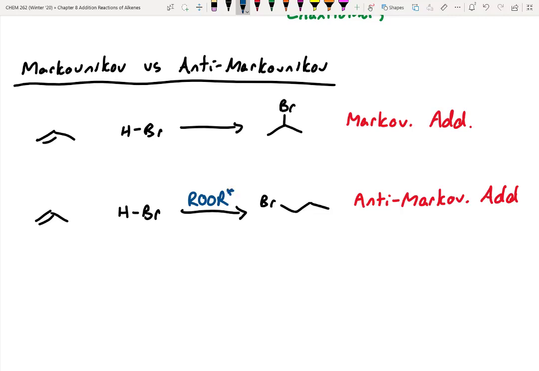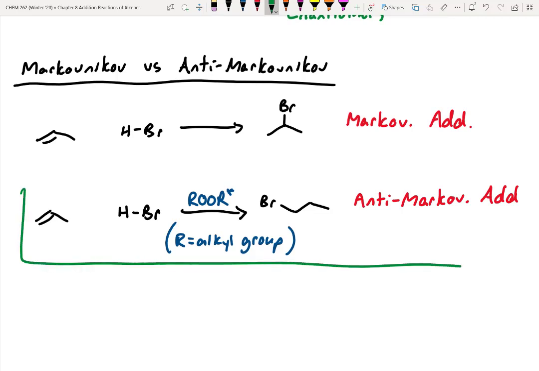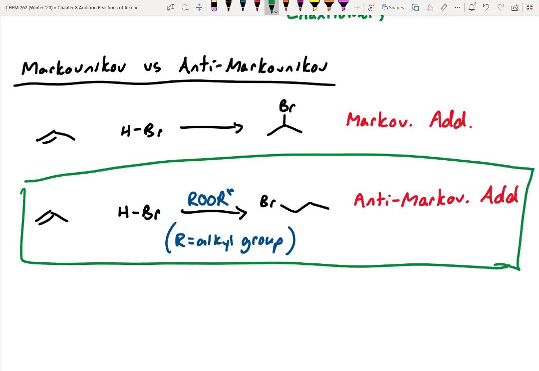And I call it ROOR. It's an alkyl peroxide. So when I write R, R is just short for some sort of alkane or alkyl group. But what they found is in some portions of the world, they couldn't get their hands on a pure supply of HBr. It was actually contaminated with these peroxides. And when these peroxides were present, you actually get the bromine to add to the less substituted carbon. So I'm going to make a note. We do want to know what anti-Markovnikov addition is, but we don't need to know this mechanism yet.